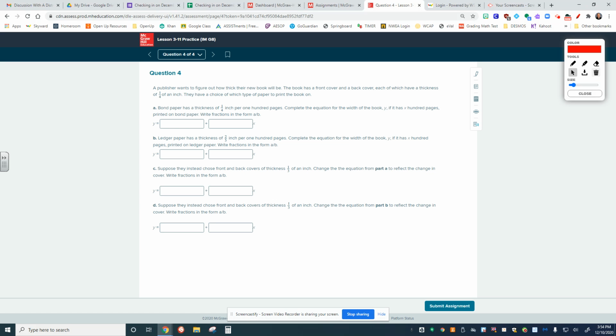The final question, again, talks about slope and y-intercept. I'm going to specifically talk about part A and part C because they are directly related. In this case, a publisher wants to find out how thick their new book will be. The book has a front cover and back cover, each of which has a thickness of 1/4 of an inch. That's a big deal because together that's 1/4 for the front and 1/4 for the back, meaning we have a total thickness of 1/2 of an inch. That becomes a constant value for every single book.